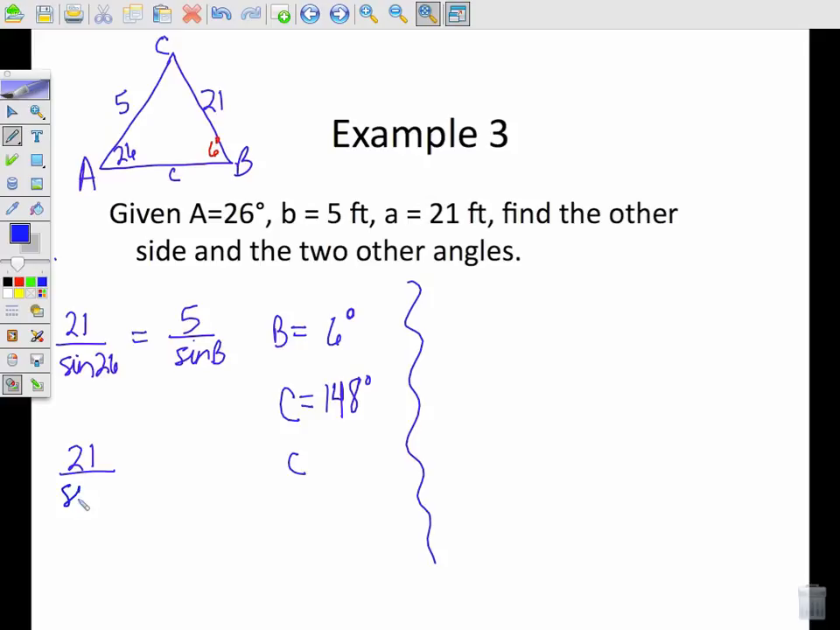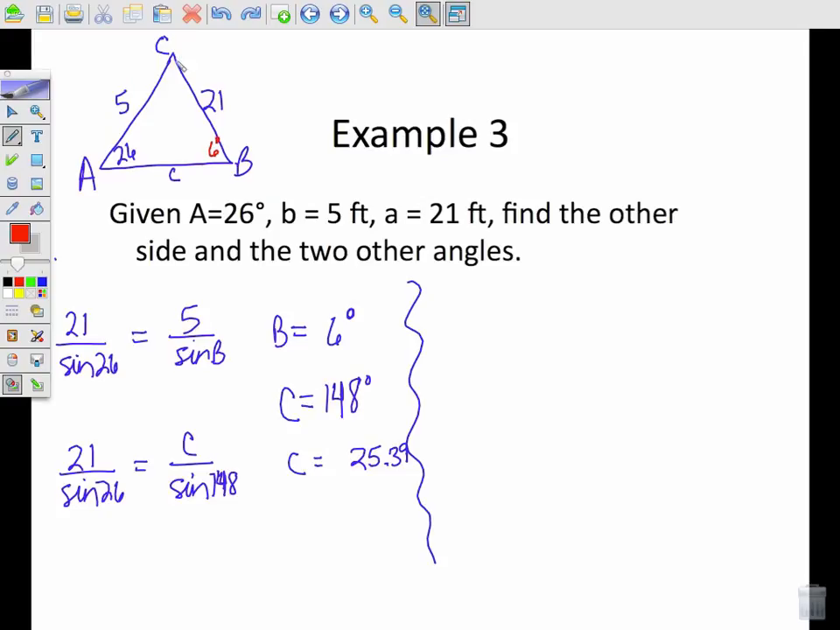And then side C, I can do 21 over the sine of 26 equals C over the sine of 148. So you set up your proportion, solve it for C, and side C would be 25.39. So there's our first triangle right there.